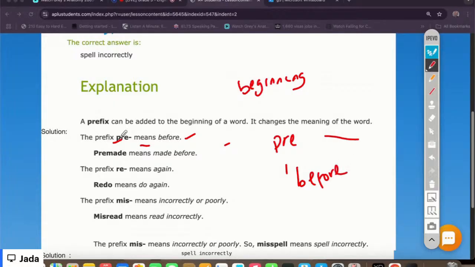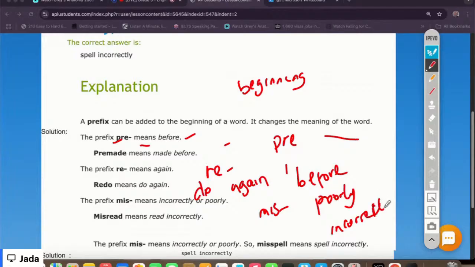All right, so as I said, the prefix pre means before, and then the prefix re means again. It's simply saying that do it again if you say re. Okay? Then we have mis. Mis means poorly and incorrectly. Okay? So poorly or incorrectly. So you know the different meanings of the prefixes re, pre, and mis.